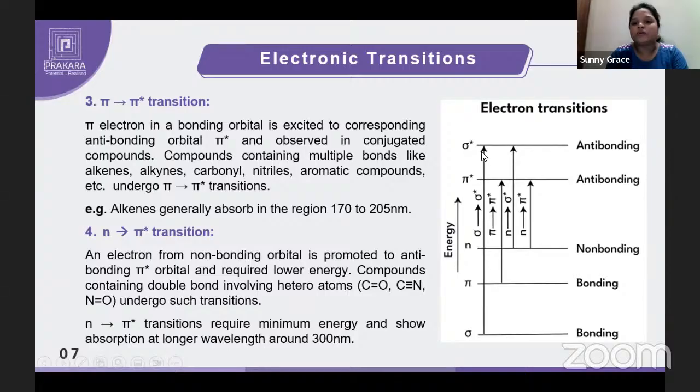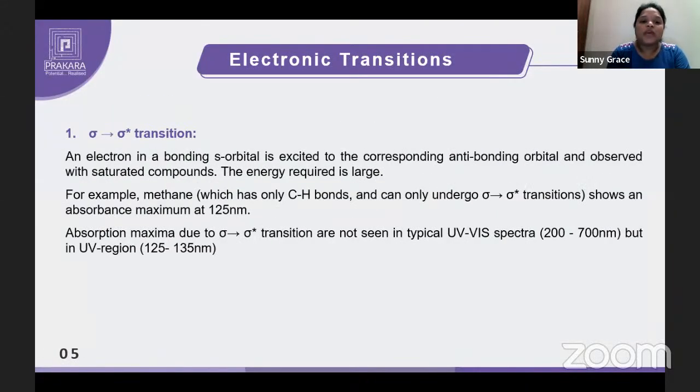Generally, this type of transition you see in saturated compounds where only single bonds are present. For example, we have methane. In the methane compound, we have C-H single bonds, right? The absorption maximum is observed at 125 nanometers for the methane molecule.